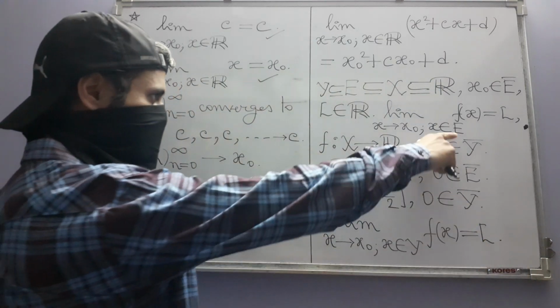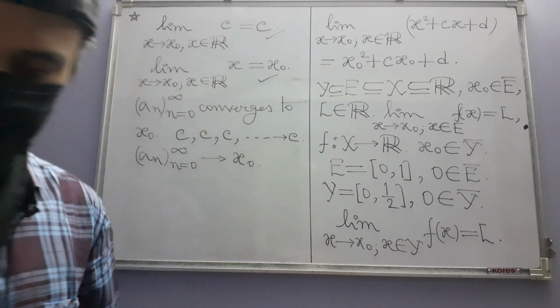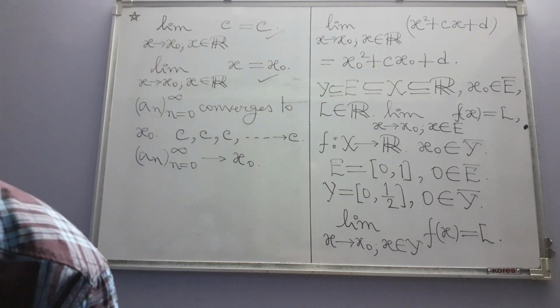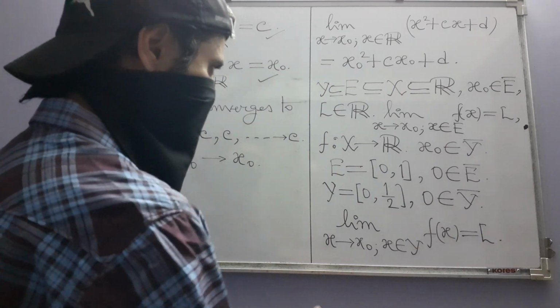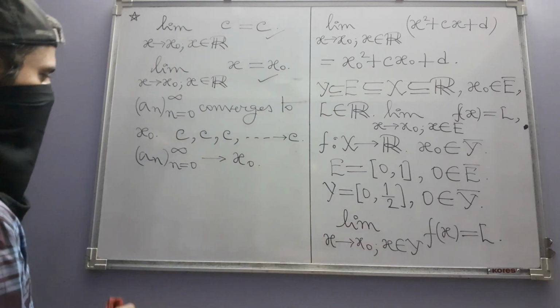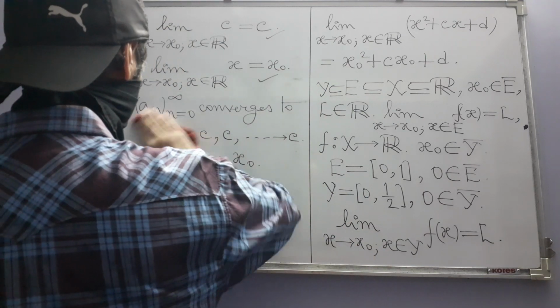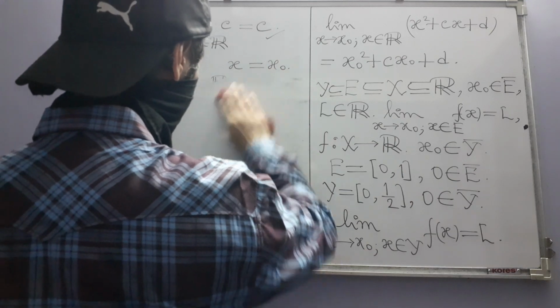That is, we are just replacing E by Y. But how? That we will see now. It's not anything difficult. You just have to write down the meaning of this limit, and from that it will follow easily. But it is something that can be useful.